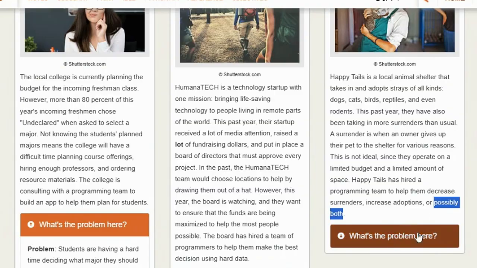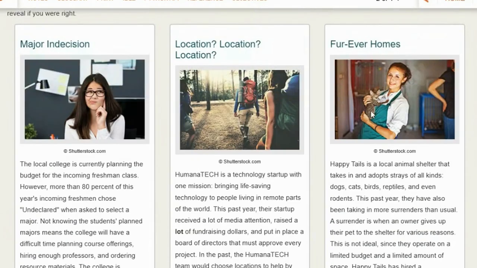So what is the problem here? What do you analyze the problem to be? I think we need to go get one of their kitties. That's a cute little kitty you got right there.